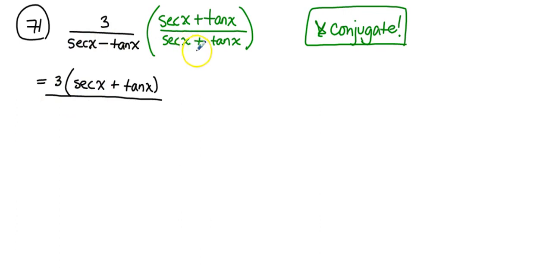In the denominator, I have accomplished the difference of two perfect squares. So that's going to be secant squared minus tangent squared. And if you're not sure, pause and prove it to yourself. Distribute this all out, combine like terms, and you'll see we arrive right here.